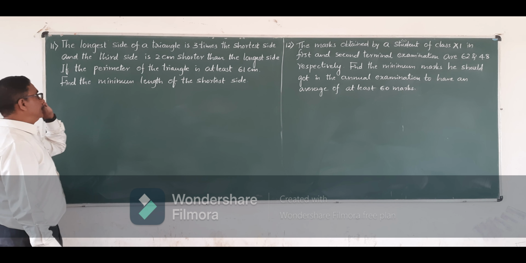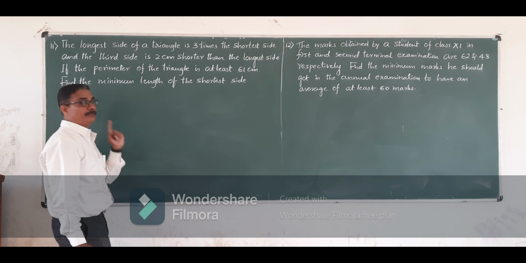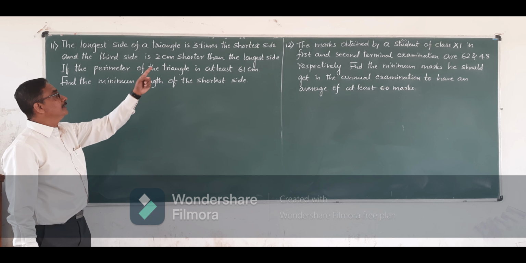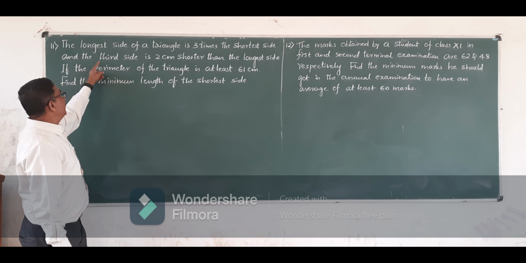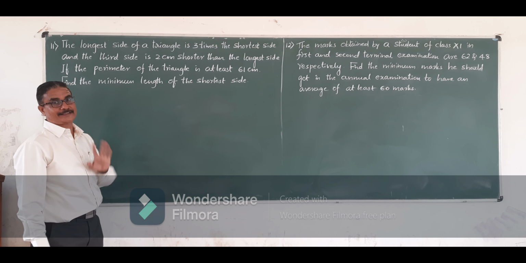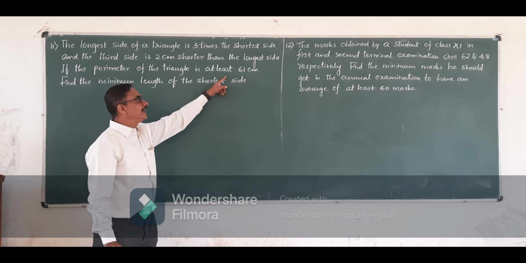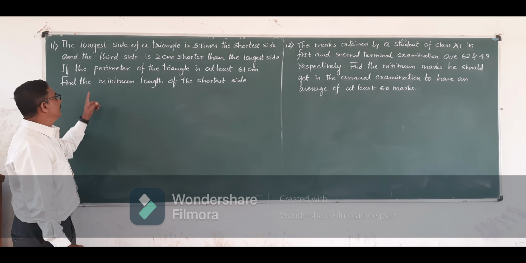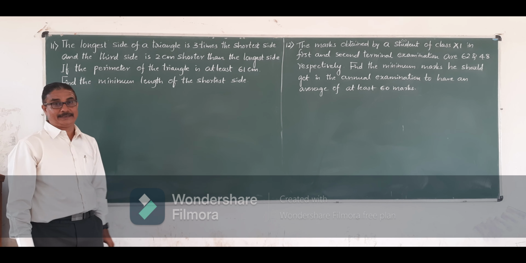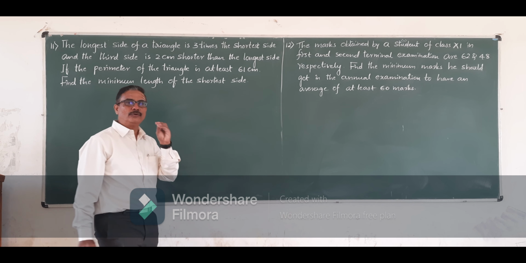The longest side of a triangle is 3 times the shortest side, and the third side is 2 centimeters shorter than the longest side. If the perimeter of the triangle is at least 61 centimeters, find the minimum length of the shortest side. A triangle consists of 3 sides.